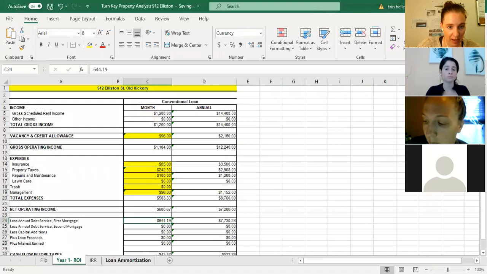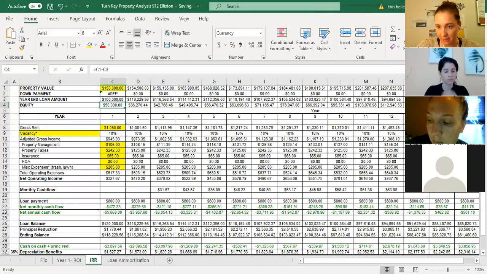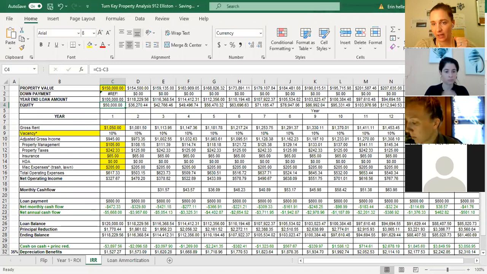So we are going to go back. I'm going to show you, we don't have too much more time, and I know I haven't even given you guys a chance to answer questions, but I really want to show you this internal rate of return. So this is a way to calculate your rate of return over time. So it's really good for a long-term buy and hold strategy. And you can see now what you're going to cash flow every month, but this shows you the equity that you're getting in the house.